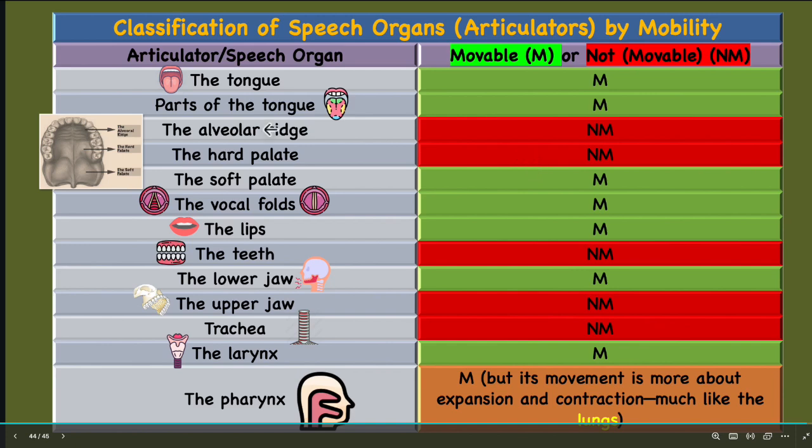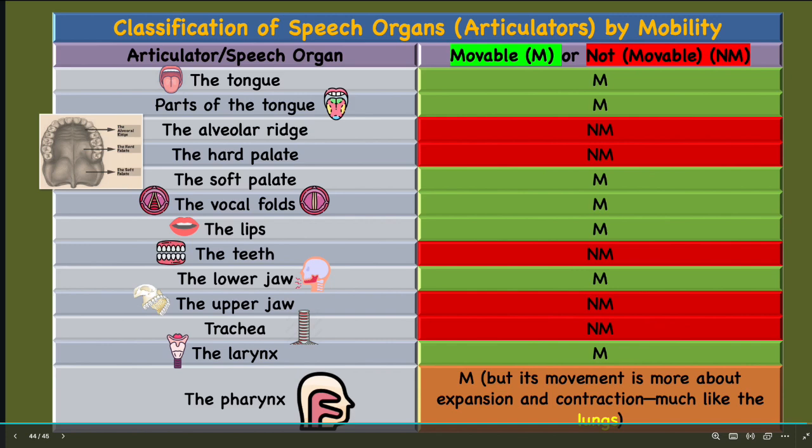Okay, now let's talk about the alveolar ridge and the hard palate. These parts of the mouth are not really movable. They're not movable, so they are really fixed structures. The soft palate, however, is movable and plays a significant role in regulating airflow through the nasal cavity during speech. And the vocal folds, also known as the vocal cords, are another key movable organ. The ability to move and close allows us to produce voiced and voiceless sounds, which is fundamental in speech production.